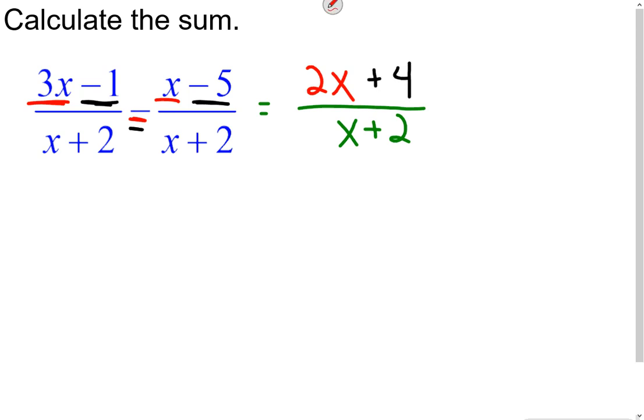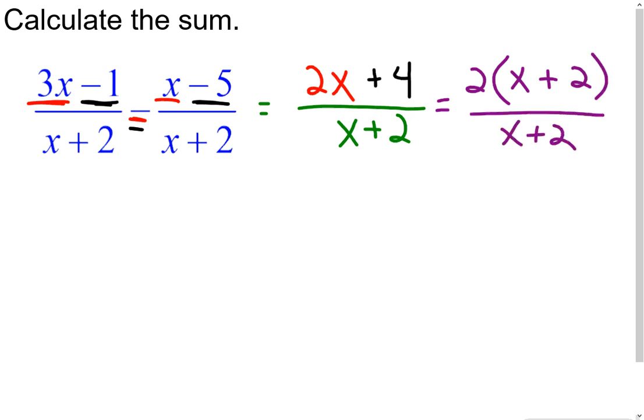And then it's just a matter of trying to simplify our fraction. I look at that numerator and I see that it has a factor of 2 in both terms. So I'm going to factor that 2 out. If I factor the 2 out of 2x, I'm left with x. I factor a 2 out of 4, I'm left with 2. My denominator, nothing to factor, x plus 2. But now I notice that I have a common factor of x plus 2 in the numerator and the denominator, so those will divide out. And my final answer to this subtraction problem is just 2.